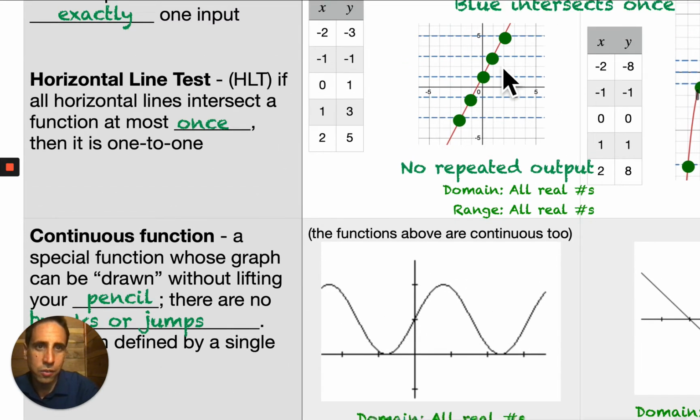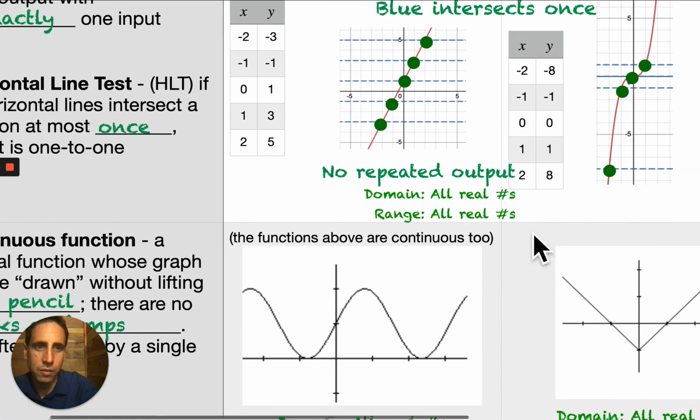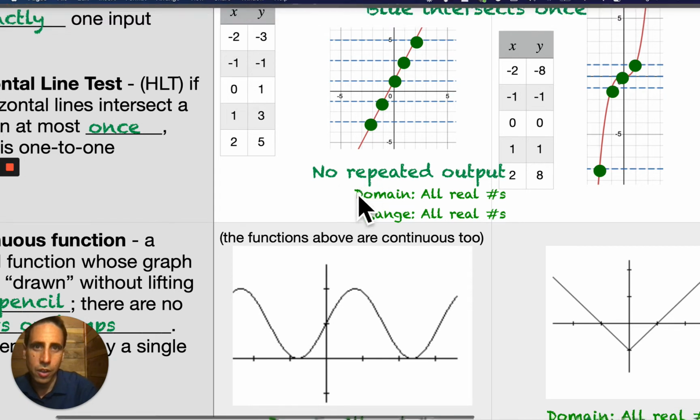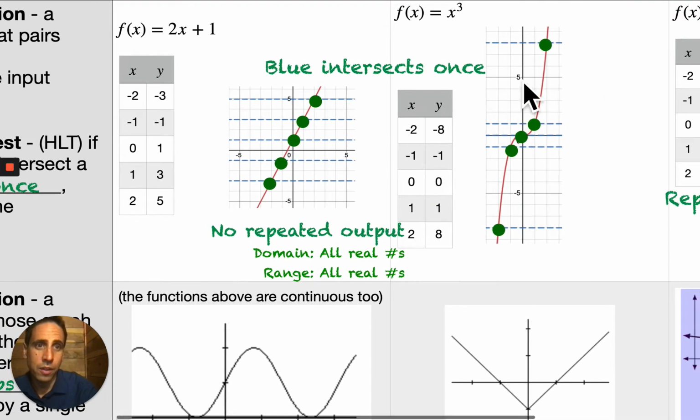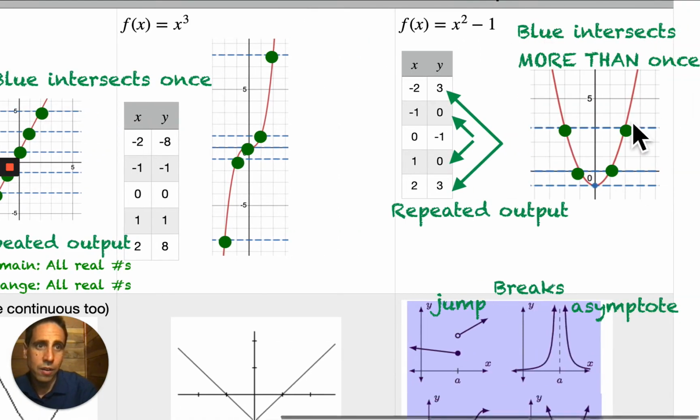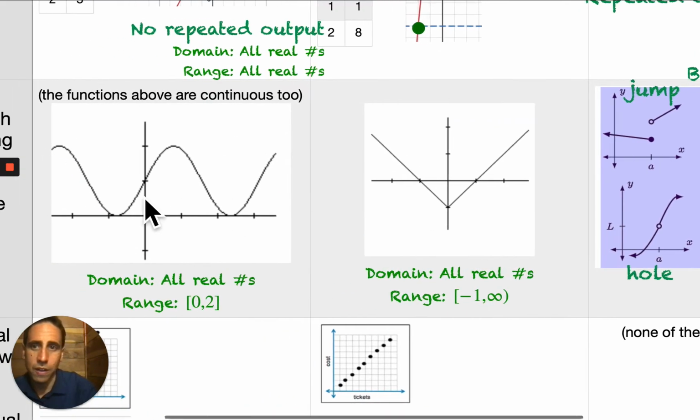The functions above are continuous too, all of them. You can draw this one without lifting your pencil. You can draw this graph without lifting your pencil. You can draw this graph without lifting your pencil. Those are all continuous. This squiggly curve right here, you can draw the whole thing. Even if it continues going up and down, you can draw it just once without lifting your pencil. Same thing with this V right here.